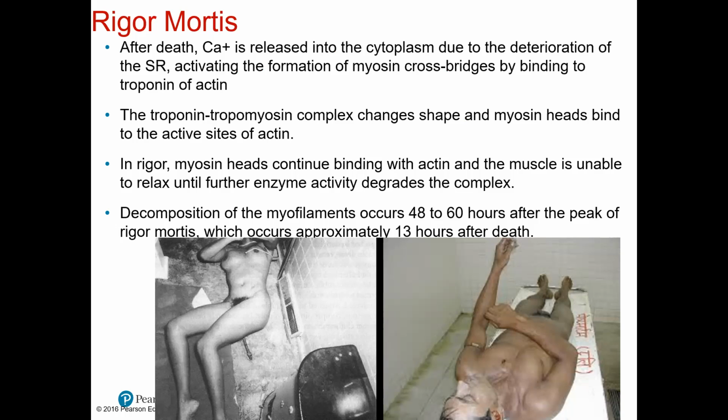So what we see is the calcium gets released as the sarcoplasmic reticulum breaks down. We get more and more binding, and eventually we run out of glucose and oxygen, so we don't make any more ATP. The myosin heads stay attached, and they don't break down.